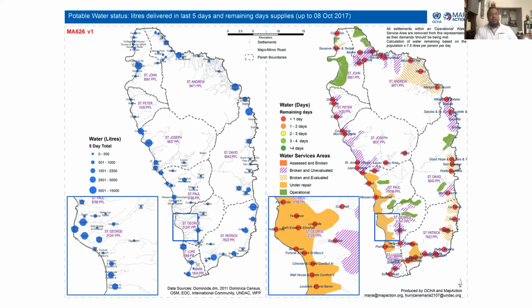So using that information, we can then say how many days of water are left in these locations, and therefore how much water needs to be delivered to these places. And as you can see, it's quite a desperate picture. A lot of places only have 1 day of potable, drinkable water.